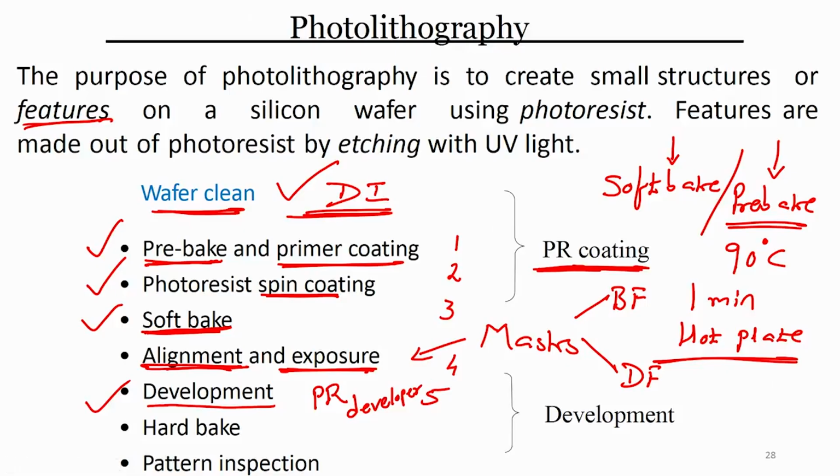After you develop the photoresist, you have to perform a process called hard bake. One is soft bake, one is hard bake. Hard bake is carried out at, you remember, 120 degree centigrade for 1 minute on a hot plate. After hard baking, you have to inspect the wafer. We inspect the wafer for what? Whether the photoresist has been properly patterned or not. This is very important.